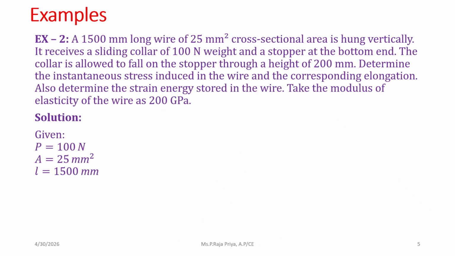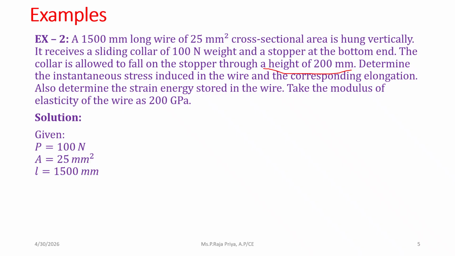Next problem. A 1500 mm long wire of 25 mm square cross-sectional area is hung vertically. It receives a sliding collar of 100 Newton weight and a stopper at the bottom end. The collar is allowed to fall on the stopper through a height of 200 mm. Determine the instantaneous stress induced in the wire and the corresponding elongation. Also determine the strain energy stored in the wire. Take the modulus of elasticity as 200 GPa.